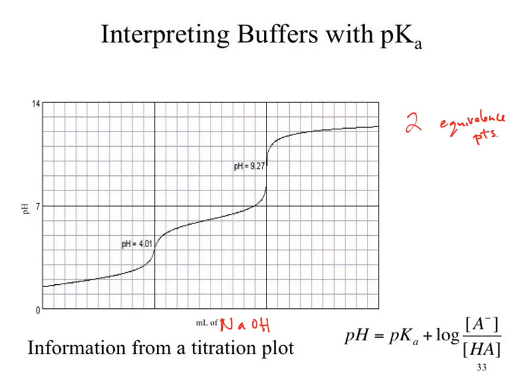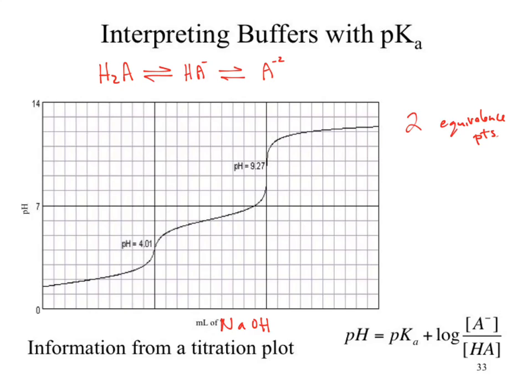I will stop with that. What you're going to be expected to do, and we will do this on Thursday, is going through and labeling your equivalence points. Where do you have HA? Where do you have A minus? Even trickier, it's not HA and A minus. What is it? Two equivalence points means two acidic hydrogens. You have H2A going to HA minus, going to A minus 2. All of those species need to be labeled on this curve.